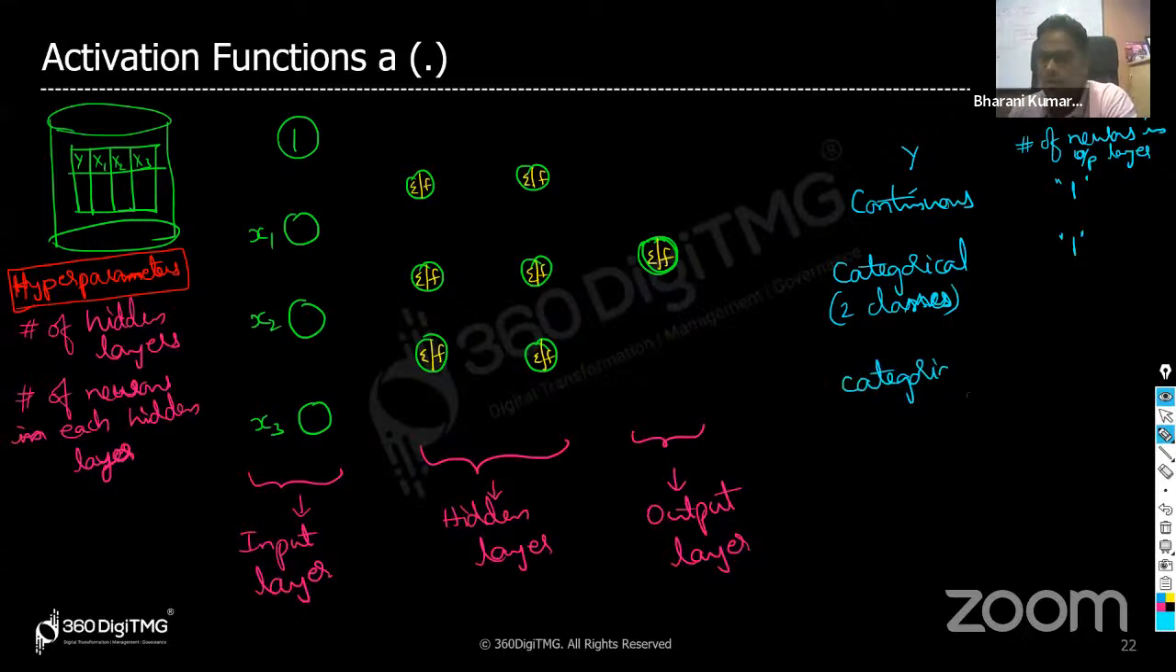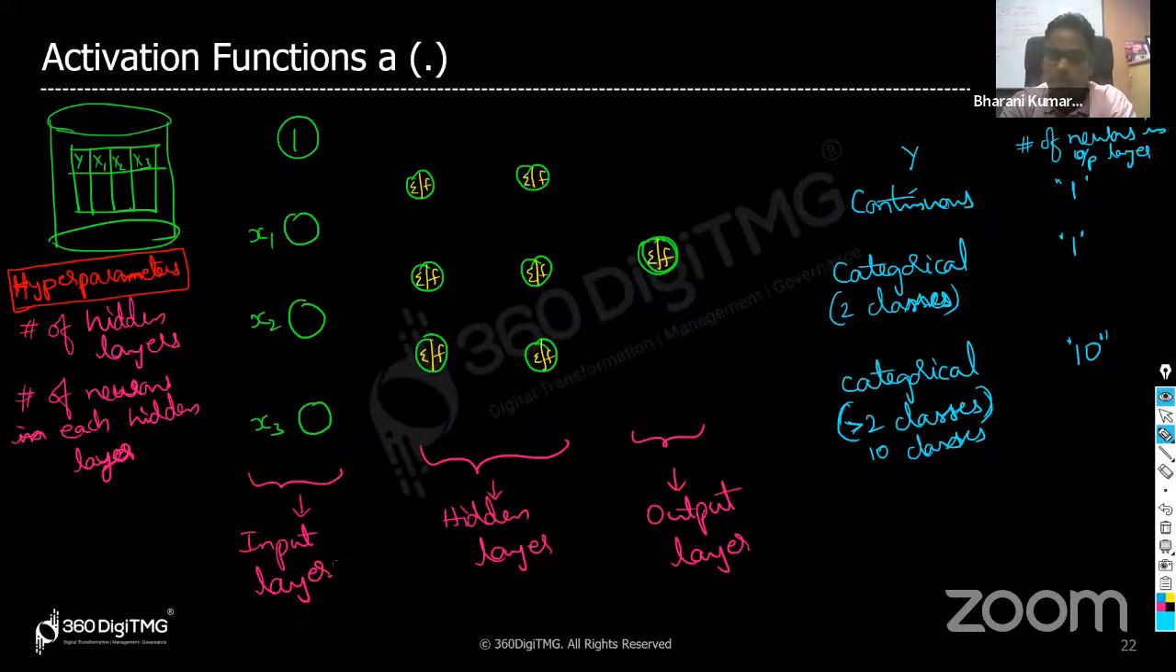If you have categorical data with more than two classes, like say you have 10 classes, for example, then you'll have 10 neurons in your output layer. So the number of neurons in your output layer and in your input layer are more or less fixed.